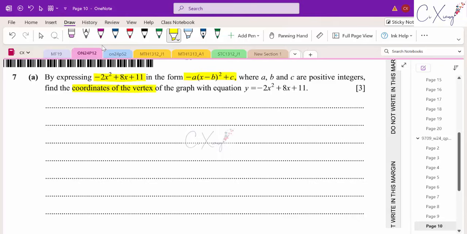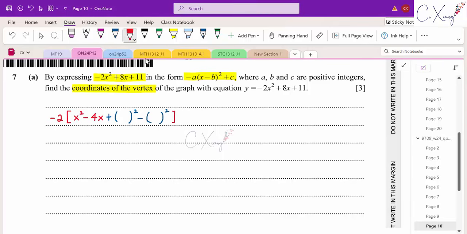Okay, so completing the square, right? When you want to complete the square, you have to make sure that your coefficient of x squared is 1. So I have to factorize out -2 first. Then I will have x squared minus 4x. After that, I have to carry out the process of completing the square, which is plus something square and minus something square.